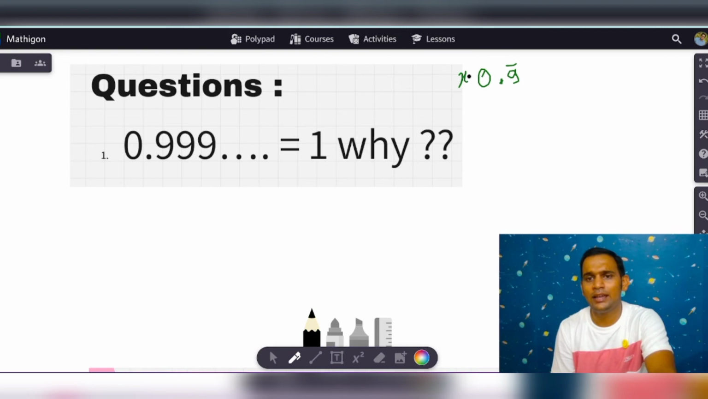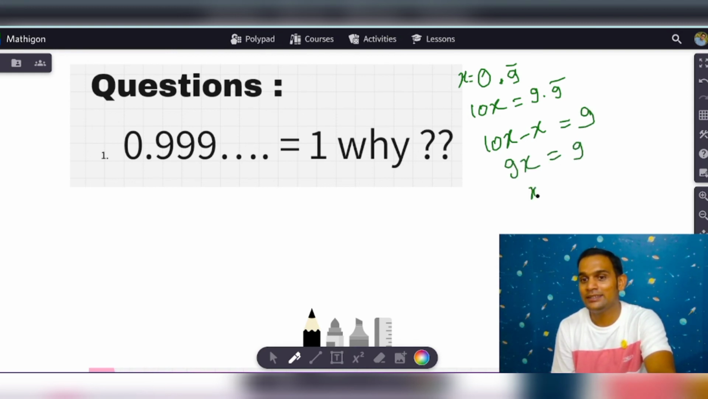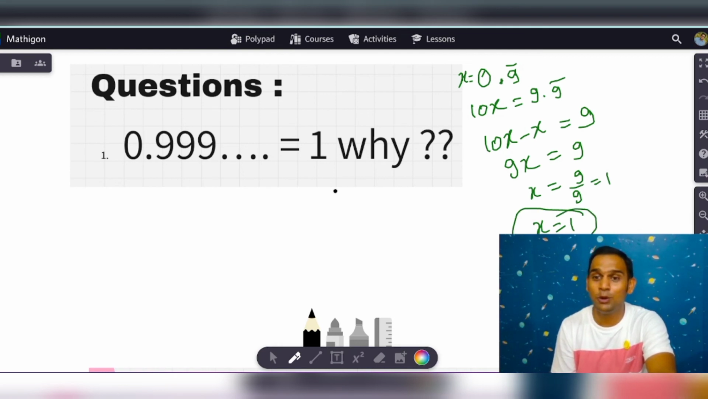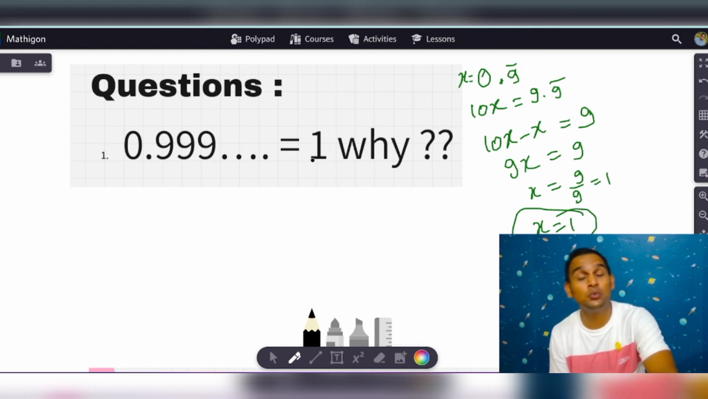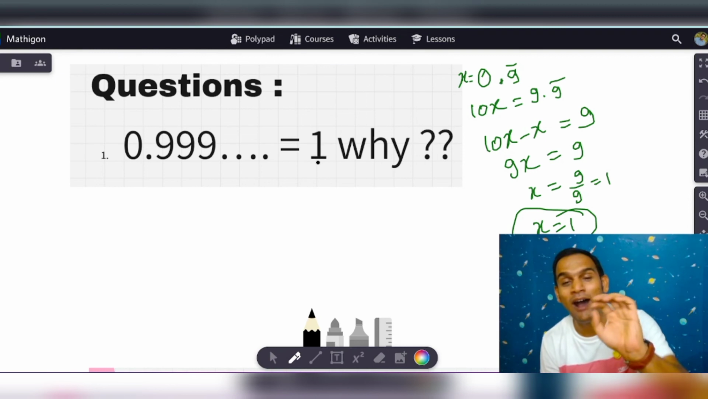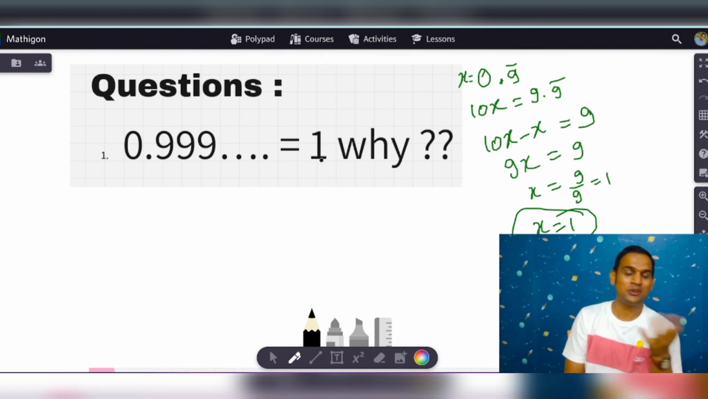We just need to find 10x equals 9.9 bar. So when you subtract 10x minus x, you get 9 minus 0, which is 9. So 9x equals 9, and x equals 9 by 9, which is 1. Now, what's the meaning of that? We are getting x as 1. That means 0.99999 equals 1. Why? And how can we verify that?